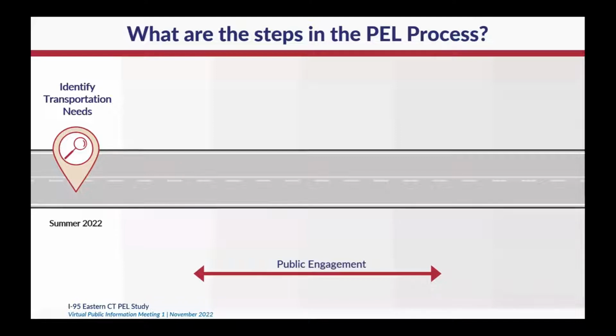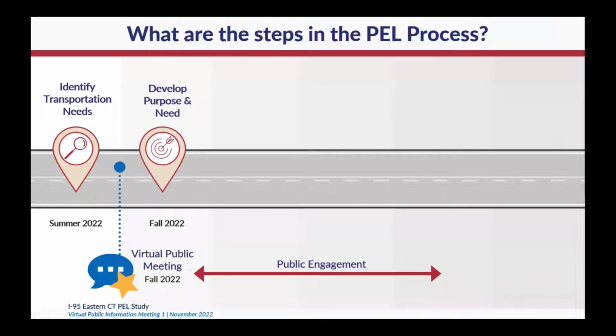Following the initiation of the PEL study, we identify the transportation problems in the corridor using data. As part of this public meeting, we are hoping to hear from you to make sure that what the data tells us aligns with your day-to-day experiences. Next, we will develop the purpose and need with input from the public and agencies. As you will hear today, we have a draft. However, this is another place where we are looking for your feedback to make sure that proposed improvements reflect the need you see in this corridor.